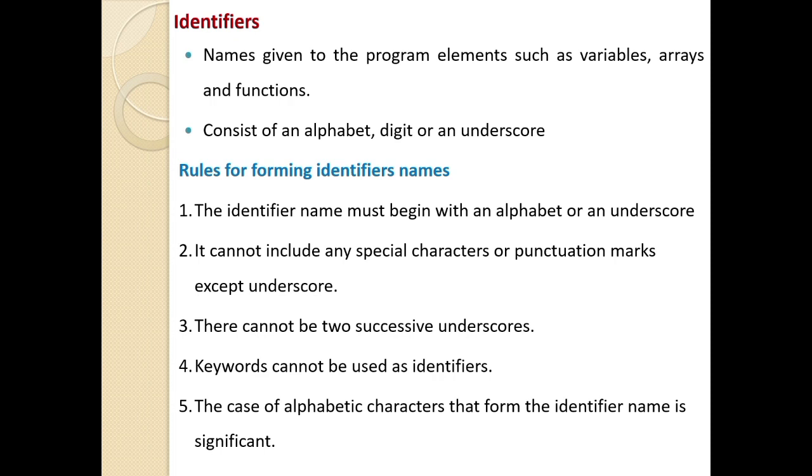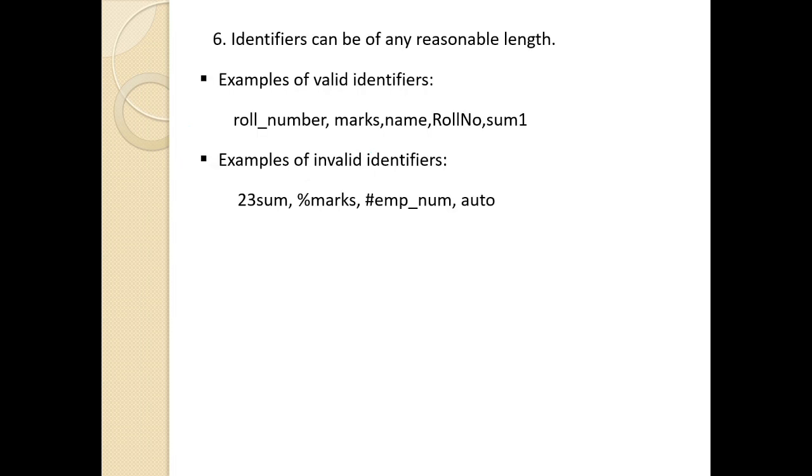It cannot include any special characters or punctuation marks except underscore. There cannot be 2 successive underscores. Keywords cannot be used as identifiers. The case of the alphabetic characters that form the identifier name is significant. An identifier can be of any reasonable length. Examples of valid identifiers: roll_number, marks, name, roll number, sum1. Examples of invalid identifiers: 23count, $marks, &, #m_num, auto. Auto is a keyword.